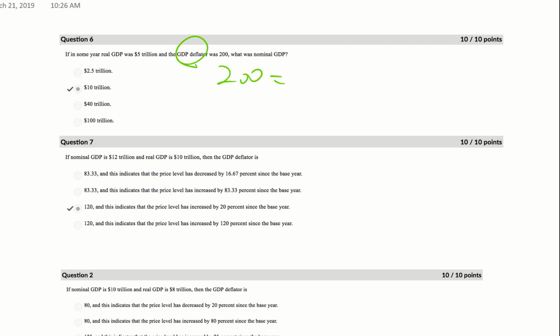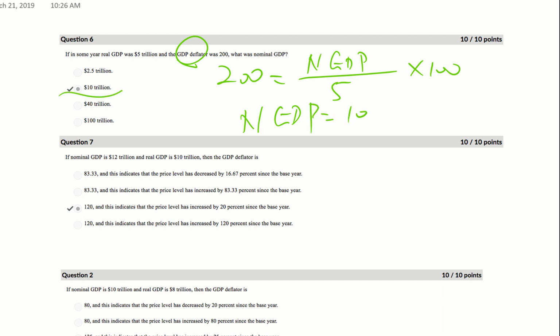Nominal GDP, we don't know, so we're looking for nominal GDP. Real GDP is 5 trillion. So if you do the numbers right, then your nominal GDP should equal, oh, don't forget times 100. Okay, so nominal GDP should be 10. This is the answer.